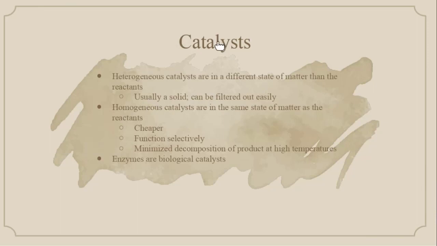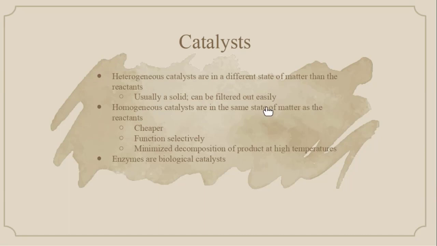And the last topic I'm going to cover is catalysts. So you have two kinds. You have heterogeneous catalysts and you have homogeneous catalysts. Heterogeneous catalysts are in a different state of matter than the reactants. So for example, if your reactants are gases, then your catalyst might be a solid. And solids are really good as catalysts when we're talking about heterogeneous catalysts because they can be filtered out easily. So if you're thinking of, for example, a sieve, it catches your solid but allows liquid and gas to go through.